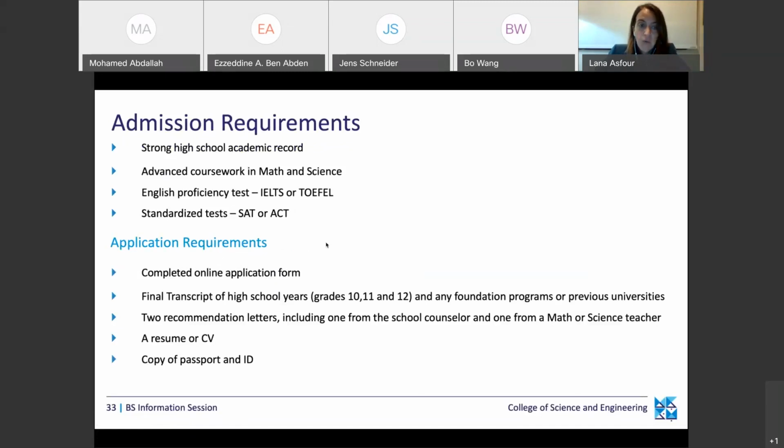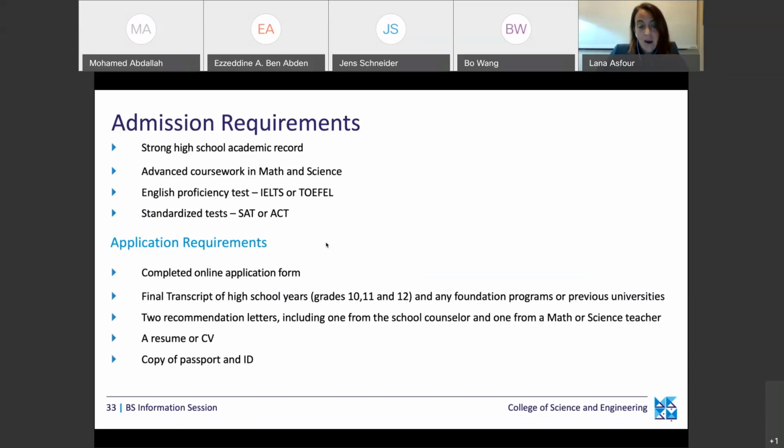If you are living in Qatar and you have not taken the SAT or ACT, then please get in touch with us. I will send our email address in the chat. We do have options and can advise you accordingly. So please do get in touch with us if you are living here and you do not have an SAT or ACT score yet.